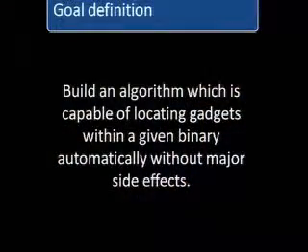Okay. Our goal definition is that we want to have an algorithm which is capable of locating gadgets regardless of which architecture we have, and we want to have that without major side effects. Side effects are one of the major problems that we face with all return-oriented programming approaches. As all instructions, as you normally know from x86 assembly language, have side effects like flags or undefined behavior, we have to take very special care if we want to chain code that was not meant to be chained in the way we want to chain it.